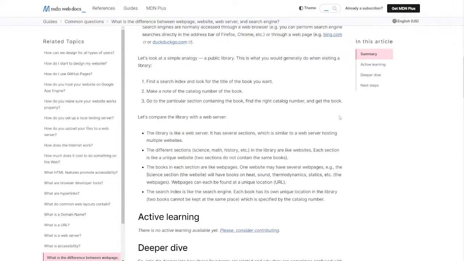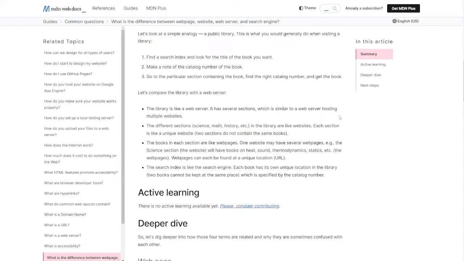Let's look at a simple analogy: a public library. This is what you would generally do when visiting a library. Find a search index and look for the title of the book you want.